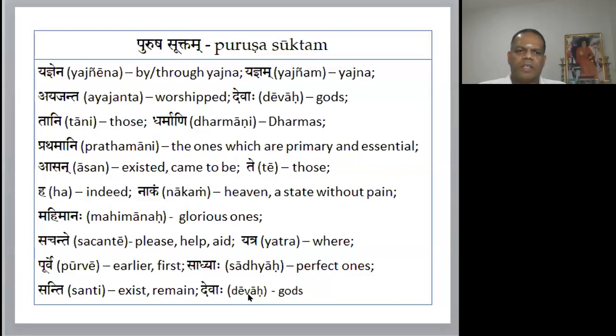I think Brother Kumar has raised his hand. Yes, Brother Kumar. Sai Ram brother, the word yatra, is it the same with a line? If I put a line, it becomes yatra. Is it the same or is it the same meaning there?